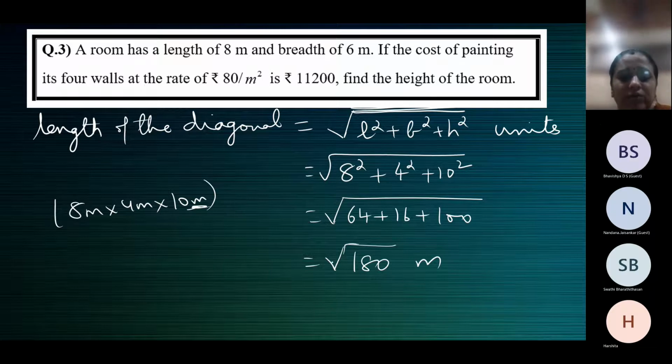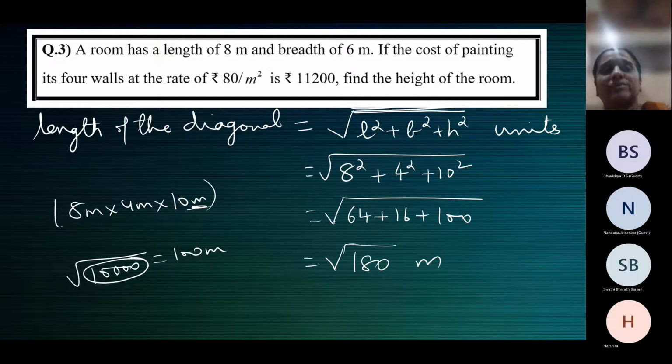But now if you get an answer, sometimes you will get a perfect square. Like maybe you will get square root of 10,000. So it's 100 meters. If the number under the square root is a perfect square, then you have no problem. You can just write its square root, whatever it is. Now this one is not a perfect square. 180 is not a perfect square.